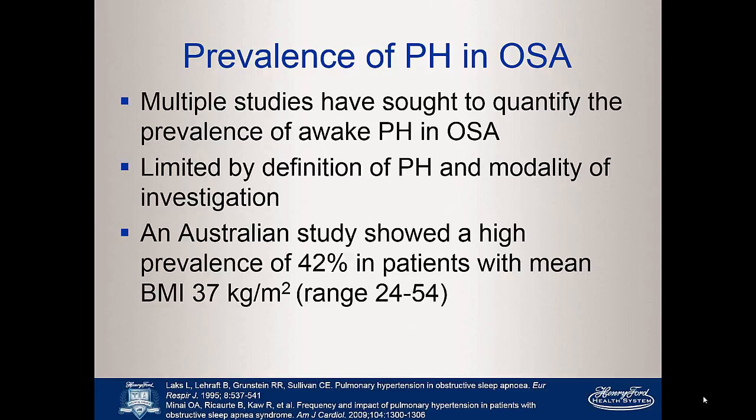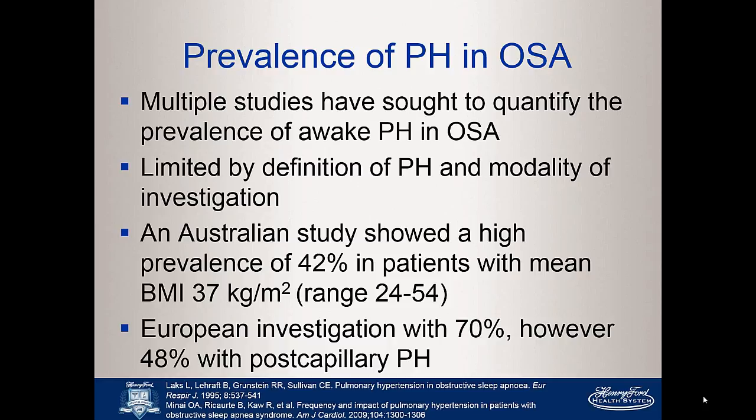So, big variety. What we do have is an Australian study that shows a high prevalence of awake PH in about 42% of patients with a mean BMI greater than 37. There's also a European study out there that showed up to 70%. But when those patients were later investigated, about half of them had left heart disease.